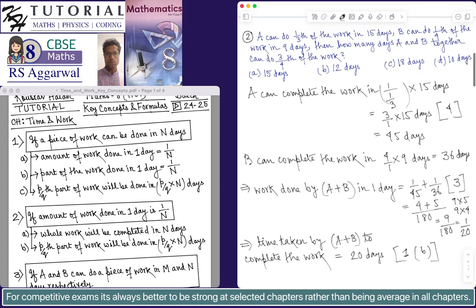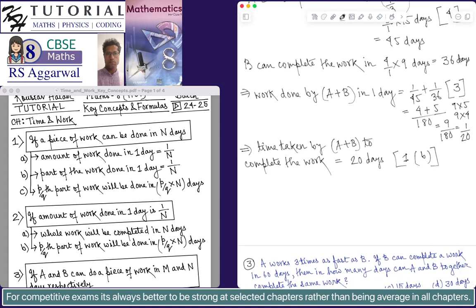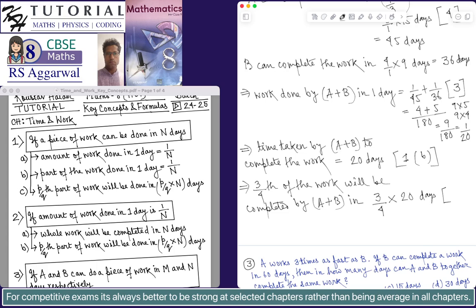Now it is asking how many days A and B together can do 3 by 4th of the work. So we know the whole work can be considered as 1. So whole work is completed by A plus B in 20 days. So now we can say 3 by 4th of the work will be completed by A plus B in, the concept will be 1C, it will be 3 by 4 multiplied by 20 days.